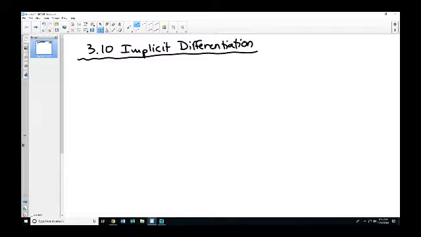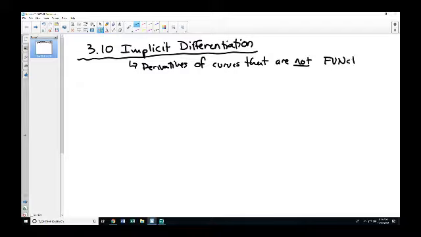This does not mean they're not fun, it just means they're not functions. So you'll see all sorts of crazy curves in your book if you look at them. One of the more prominent ones is a circle. A circle is not a function.